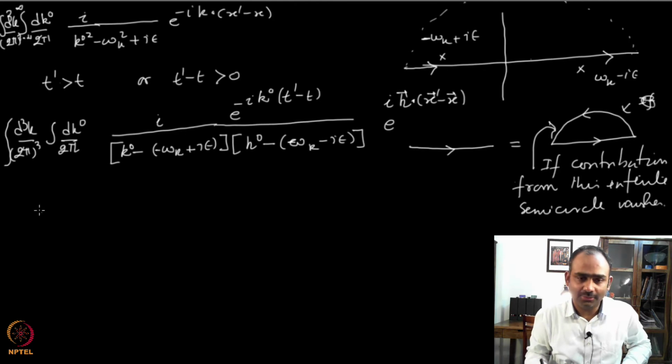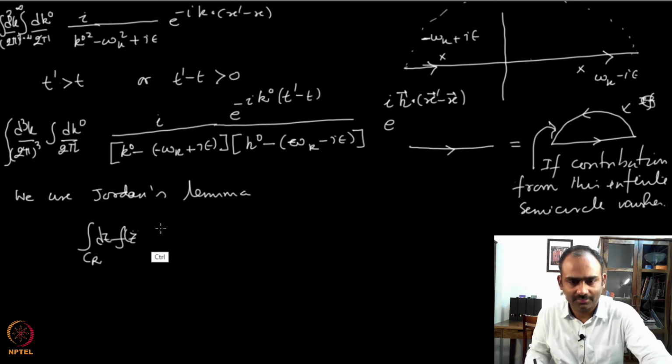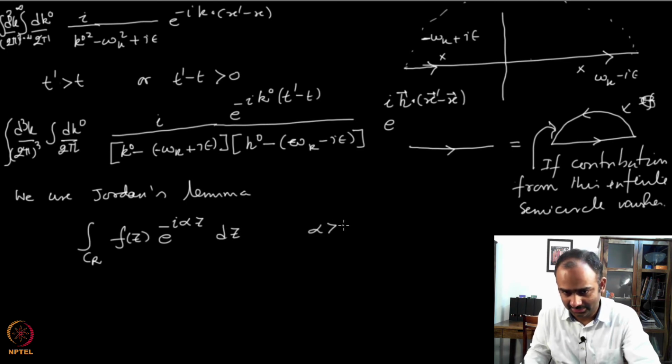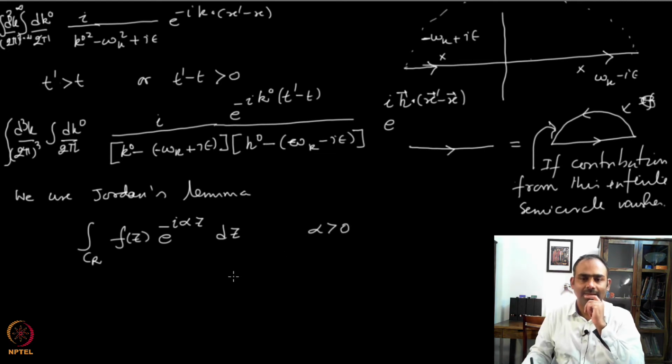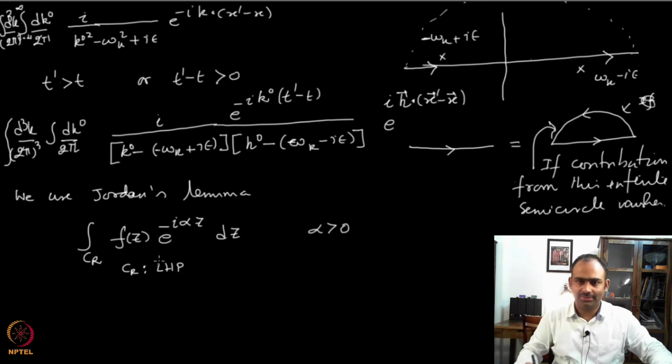So, now what I want to do is use Jordan's lemma. You will recall that if you have an integral over a semicircle of f of z e to the minus I alpha z dz, where alpha is a real number and positive, and where the semicircle is in the lower half plane, so you are closing the contour in the lower half plane, like this.